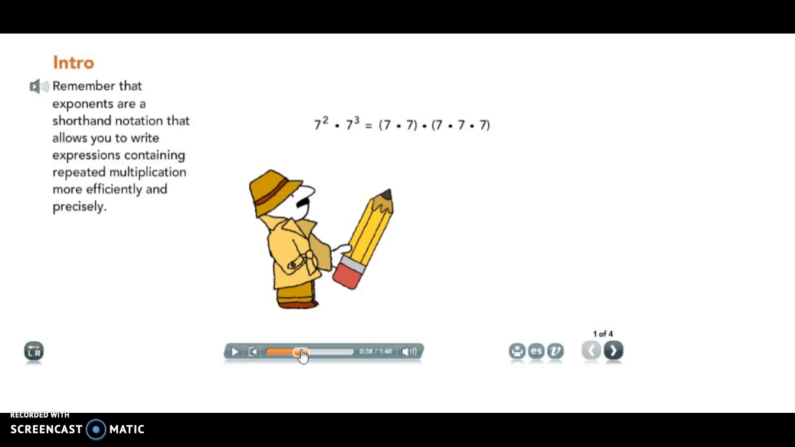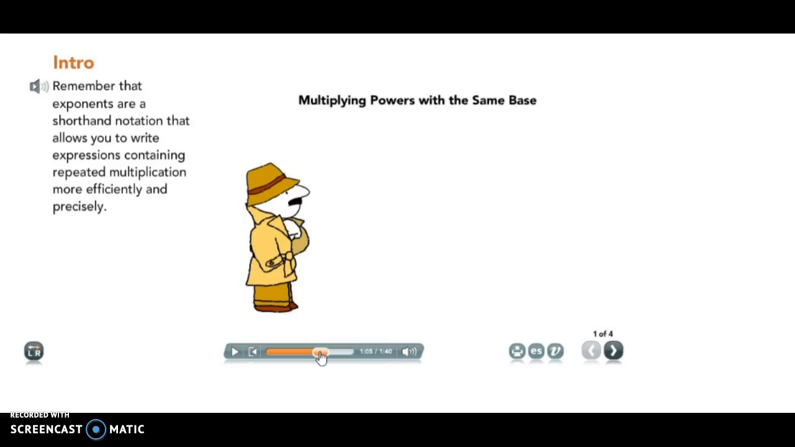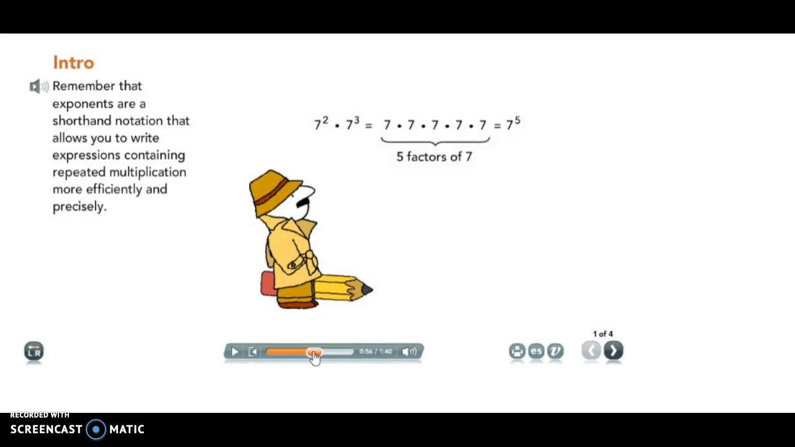So this right here is 7 squared times 7 to the third. And so we want to know what that means. 7 squared is going to mean 7 times 7. And 7 to the third means 7 times 7 times 7, or 7 3 times. So when we are multiplying them, we want to know how many 7s do we have. Well, really, we have 7 5 different times. So we have 5 factors of 7, which is 7 to the 5th power. So that's what we need to know.